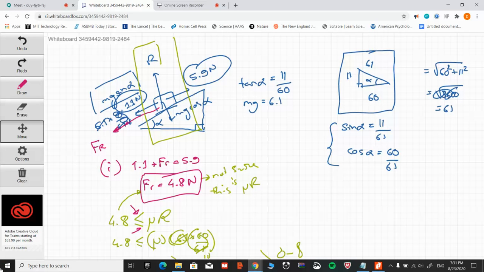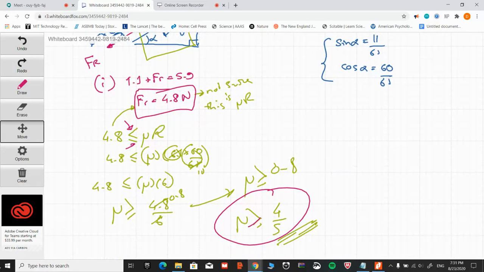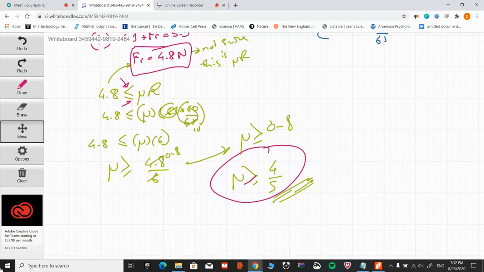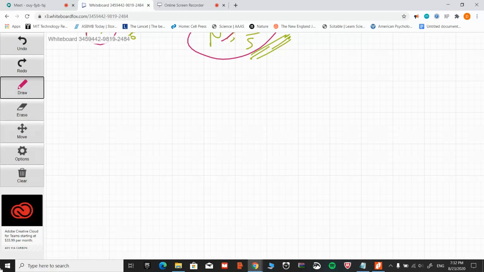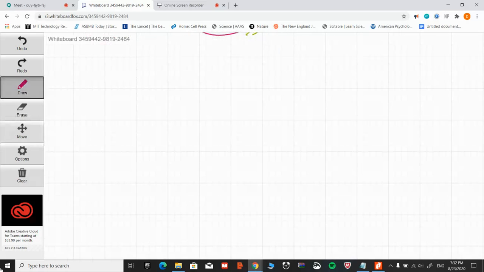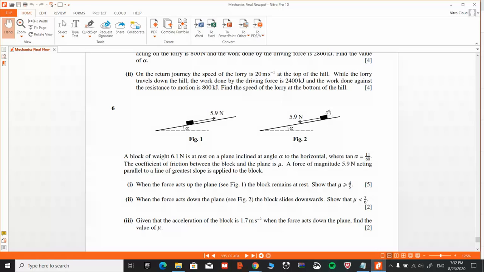আচ্ছা, now this was the case because আমাদেরকে বলছে the block was at rest and nothing about limiting friction or limiting equilibrium was specified, and that is why the uncertainty, right, যে could be greater than, could be less than, but could also be equal to. Now what about the next question? Now the next question says suddenly they change the direction of the external force. The force now acts down the plane, the block slides downwards. Now if that is the case, show that this happens.